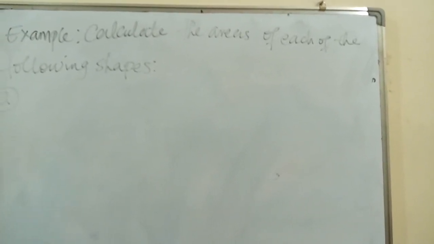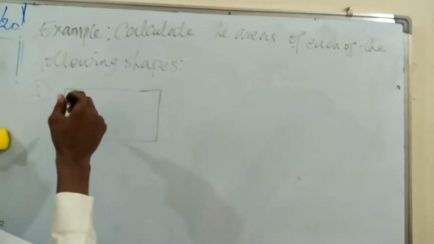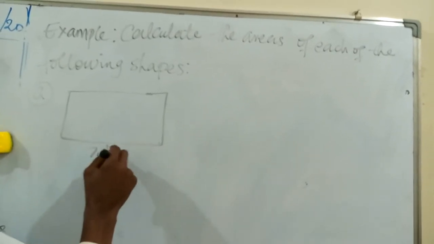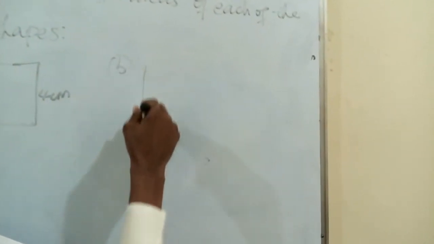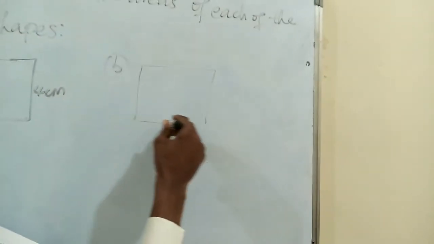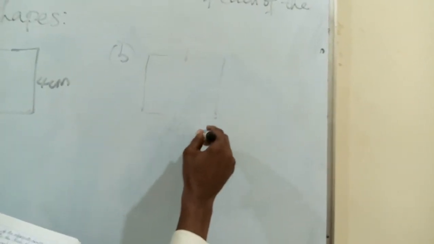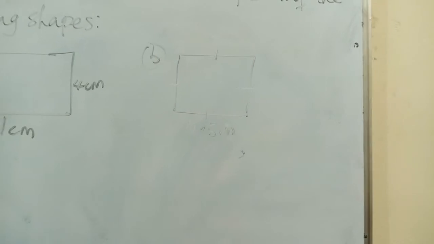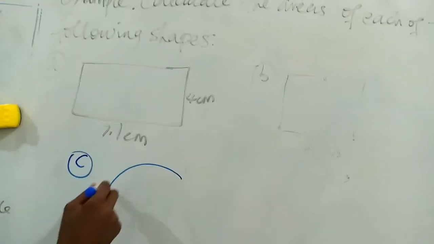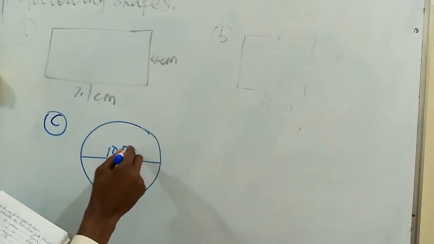Calculate the areas of each of the following shapes. We have a rectangle of length 7.1 cm and breadth of 4 cm. We have a square. Of course, we know our square has 4 equal sides of side 0.5 meters. We have a circle of diameter 10.5 cm.